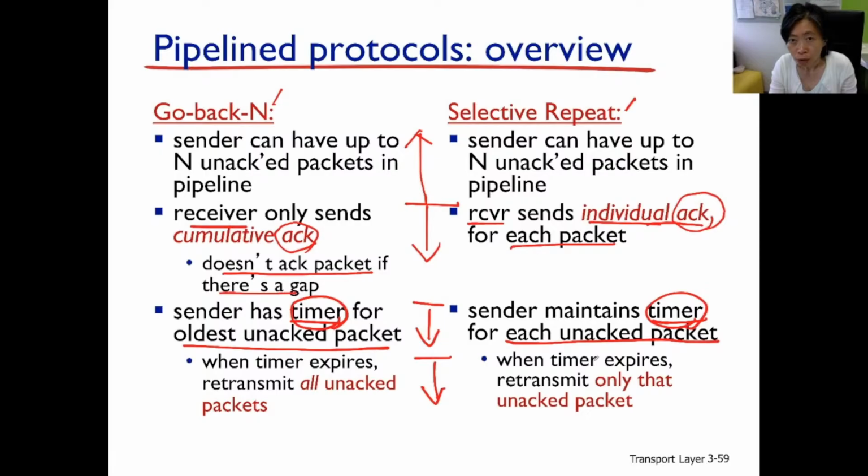For Selective Repeat, when the timer expires, the sender only retransmits the unacked packet. So whatever that timer says, if this is for sequence number 10, then it only retransmits packet 10. But in Go-Back-N, when the timer expires, it's going to retransmit from that oldest unacked packet, so all the unacked packets from the oldest one to the newest one. So each timer is going to trigger retransmission of the rest of the flight of packets.